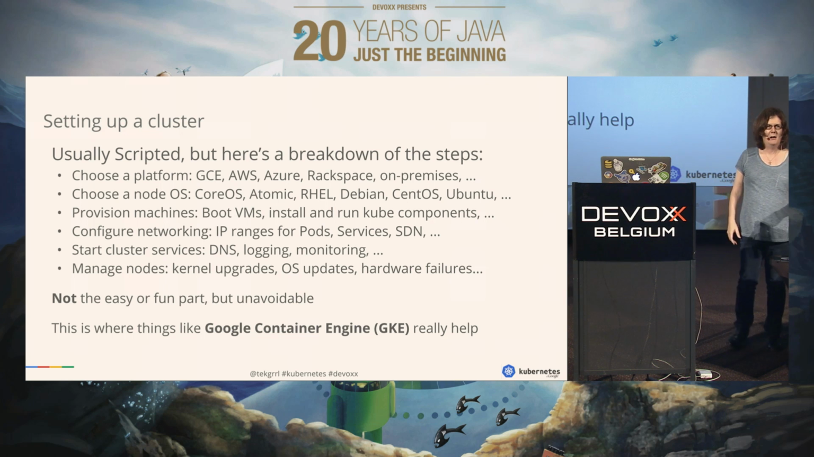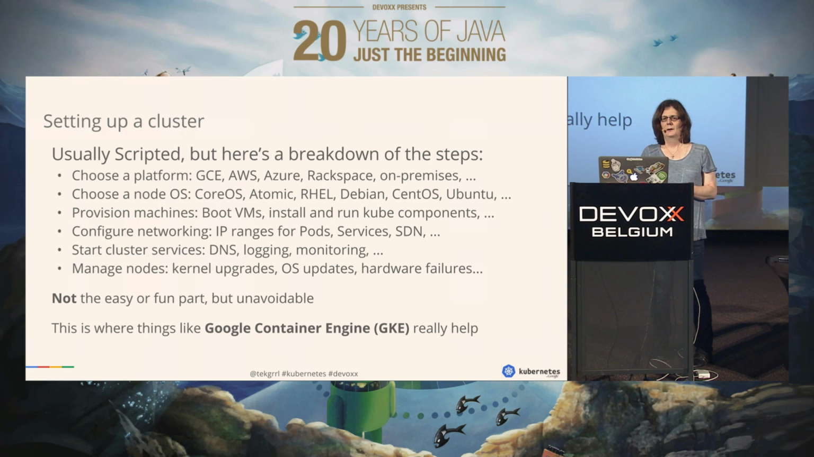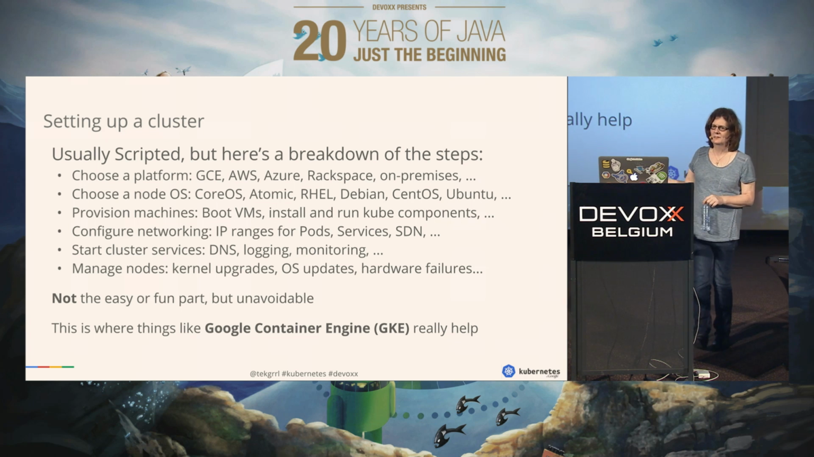You really want a hardened Docker runtime to be able to run this. And so you choose a node OS, could be CoreOS, Atomic, Red Hat Enterprise Linux. No, Atomic, Red Hat Enterprise Linux as a commodore, it shouldn't be there. Debian, CentOS, Ubuntu.